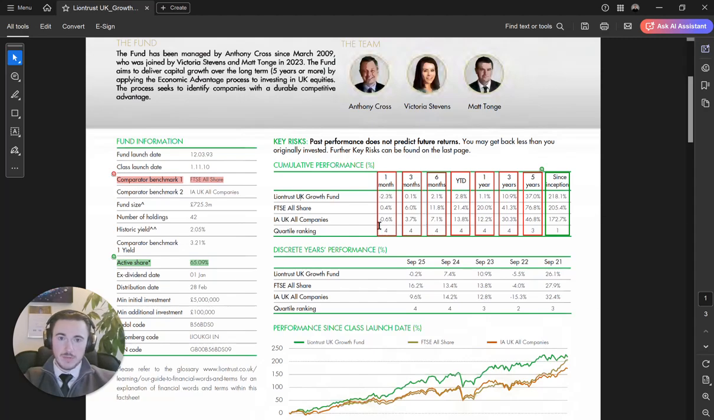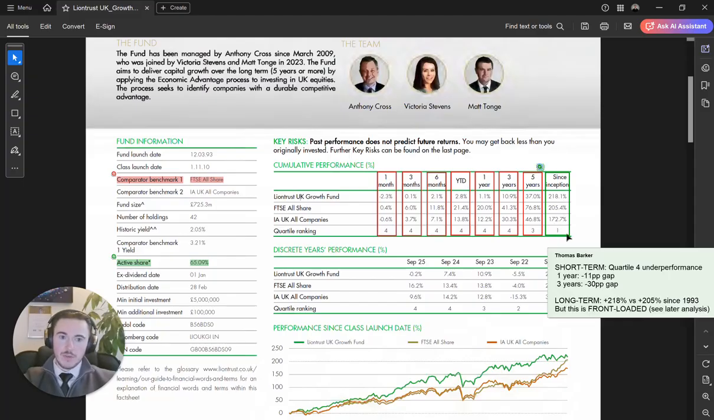Okay. Looking at cumulative performance, I've highlighted in red the underperformance. You can see most recent data, fourth quartile rankings, and third over 5 years, though first quartile for since inception data. So certainly worth noting.